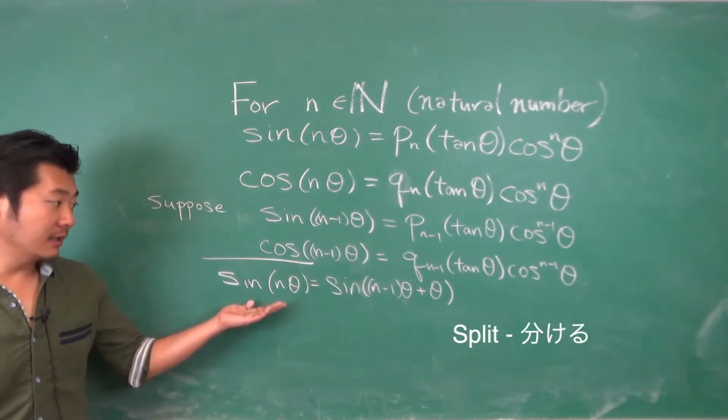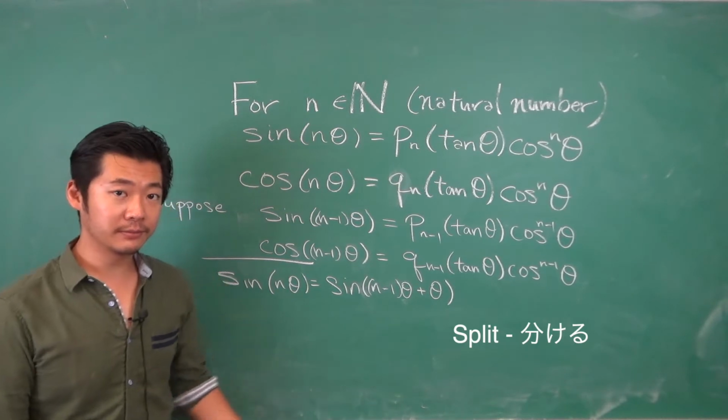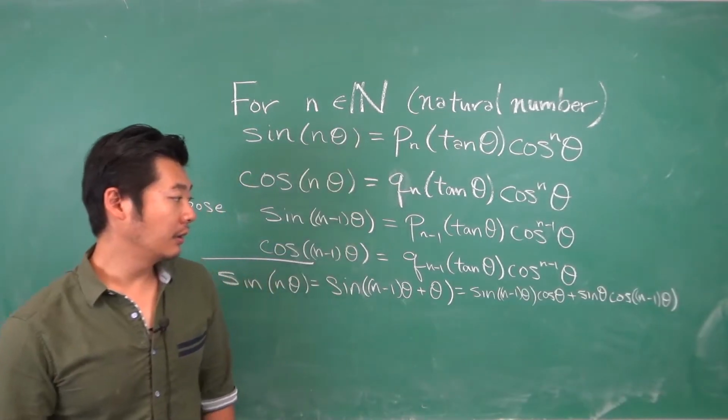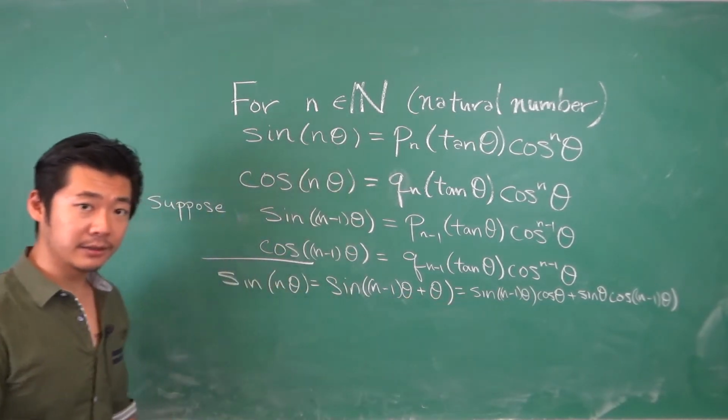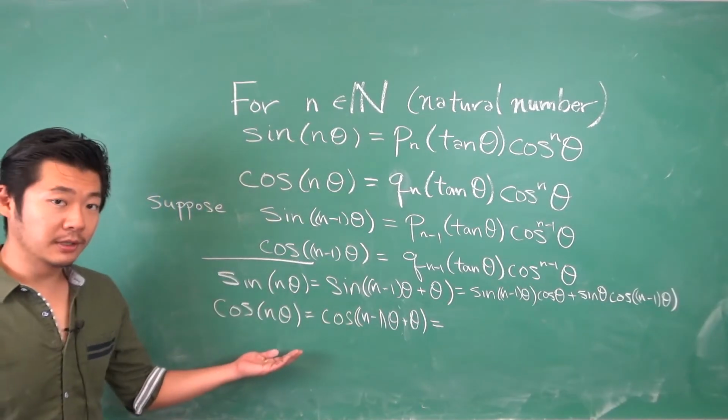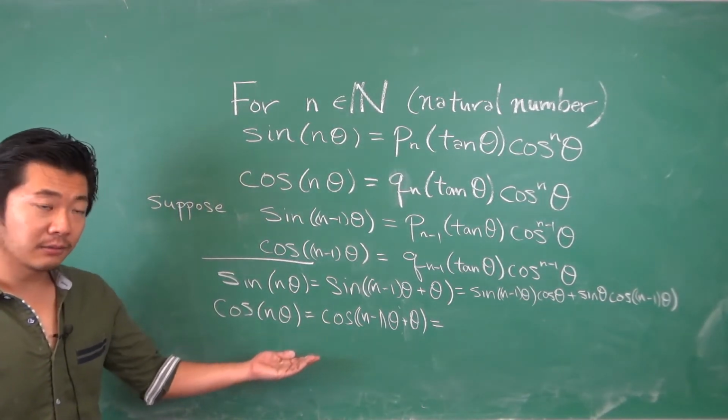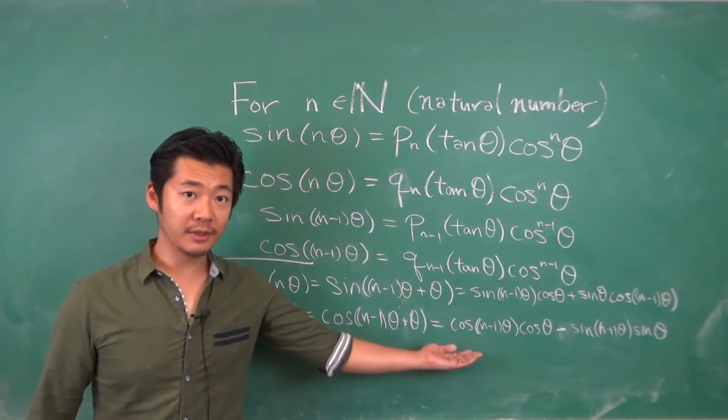We'll split n into n minus 1 and 1 so that we have something like this. And also, using the summation formula for cosine, we get something like this.